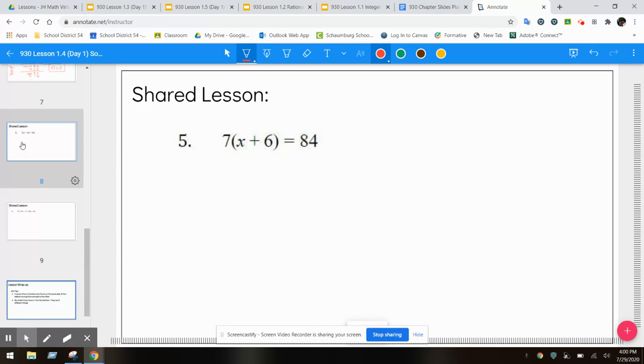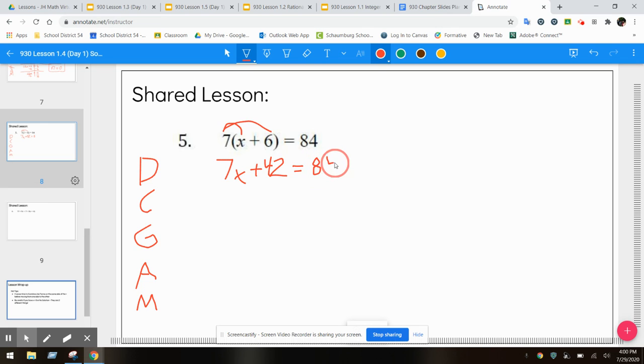All right, next problem. Ooh, nice. We do get to use all of the letters. Now I'm going to write my acronym off to the side. D, C, G, A, M. First step, distribute. So distribute the 7. So I get 7x plus 42 equals 84.